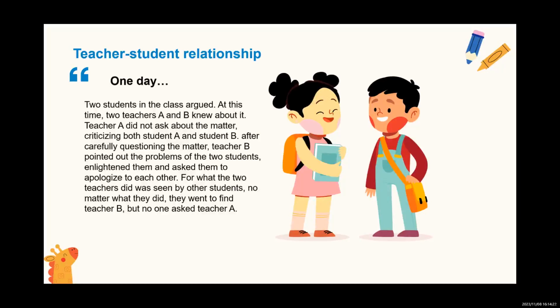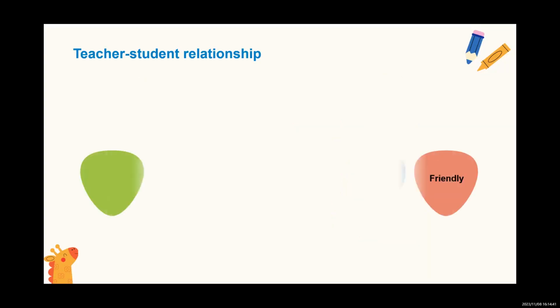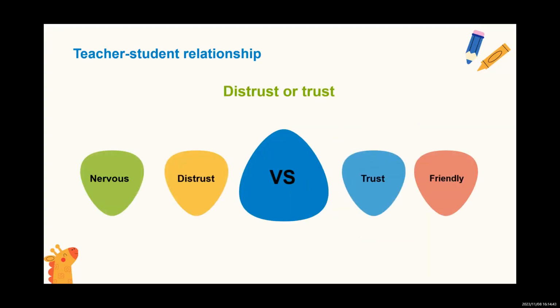What the two teachers did was seen by other students. No matter what happened, they wanted to find teacher B, but no one asked teacher A. From this story, we can see that the teacher's way of dealing with things determines the students' attitude toward the teacher.